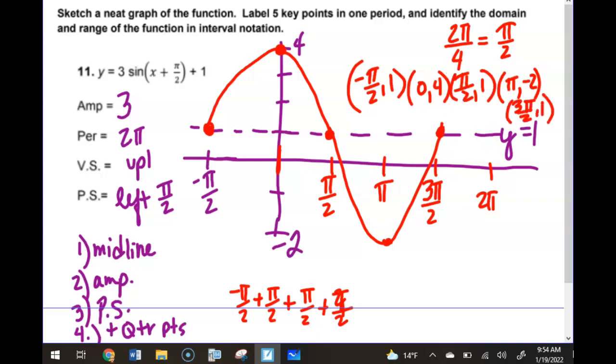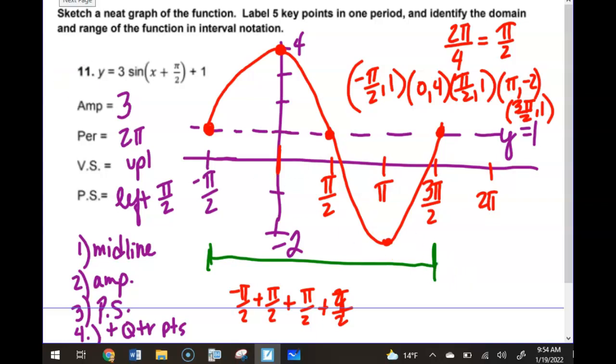Is the period 2 pi? Did we get it right? From negative 1/2 to positive 3/2, is that a distance of 2 pi? Well, it's 3/2 back to here and another 1/2 here. That's 4/2 or 2 pi, right?